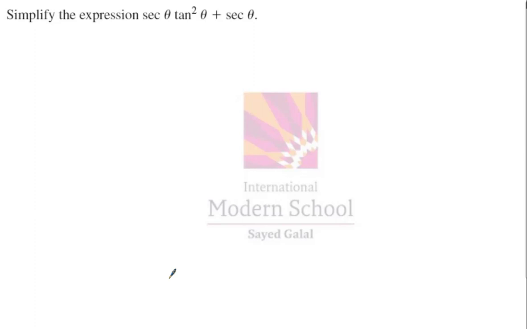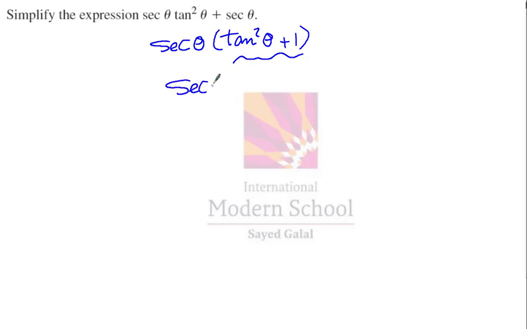Simplify sec theta tan squared theta plus sec theta. Take sec as a common factor. Then the remainder is tan squared theta plus 1, and tan squared theta plus 1 equals sec squared theta. Sec times sec squared theta equals sec cubed theta.